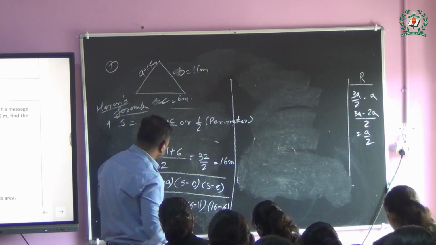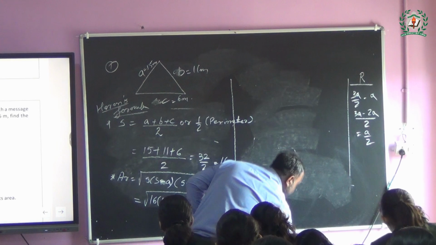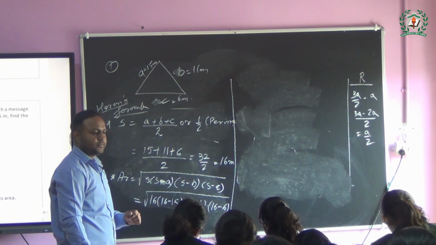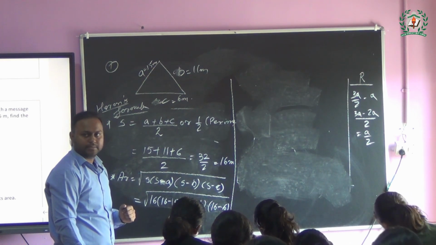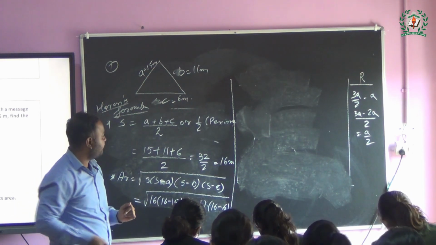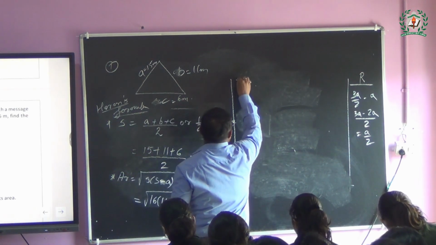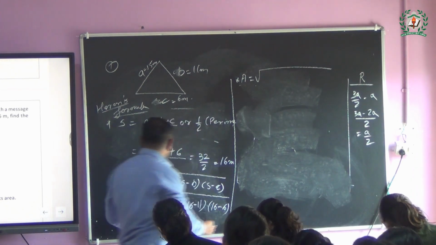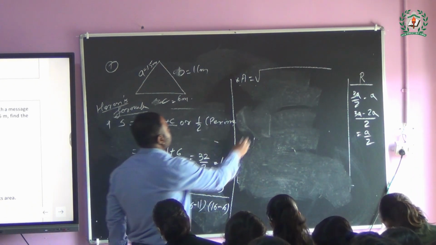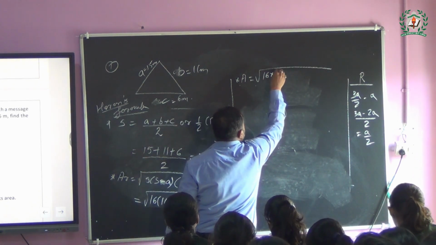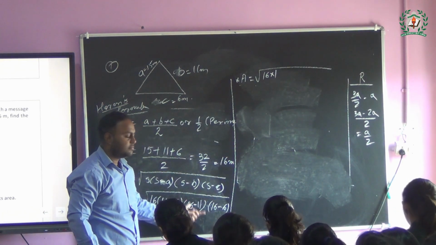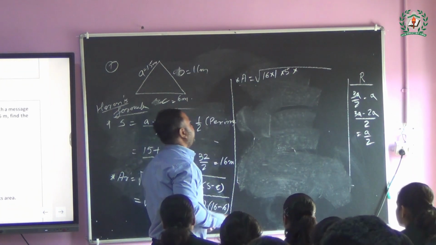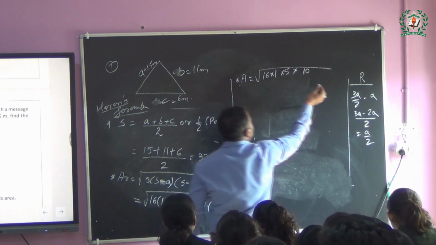Okay, now do it on your own. Okay, this side all fine. Very nice. Let's say area equals A under root 16 into, very nice, 16 into 11, 5. Very good. And lastly, 10. So now can you tell me what will be the answer?